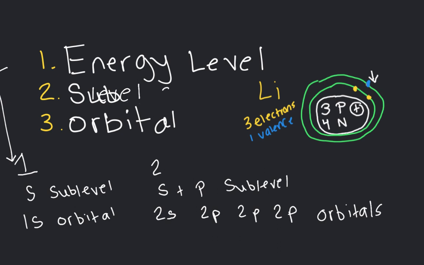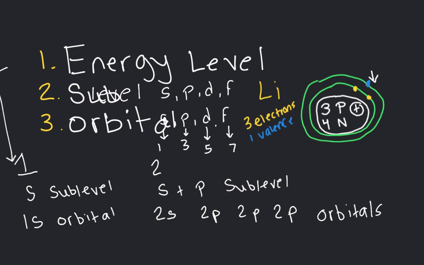So the sublevels are the S sublevel, the P sublevel, the D, and the F sublevel. And then the sublevels are further divided by orbitals. And there's S, P, D, and F orbitals. There's only one S orbital per sublevel. There are 3 p orbitals per sublevel. There's 5 d orbitals per sublevel. And there's 7 f orbitals per sublevel.